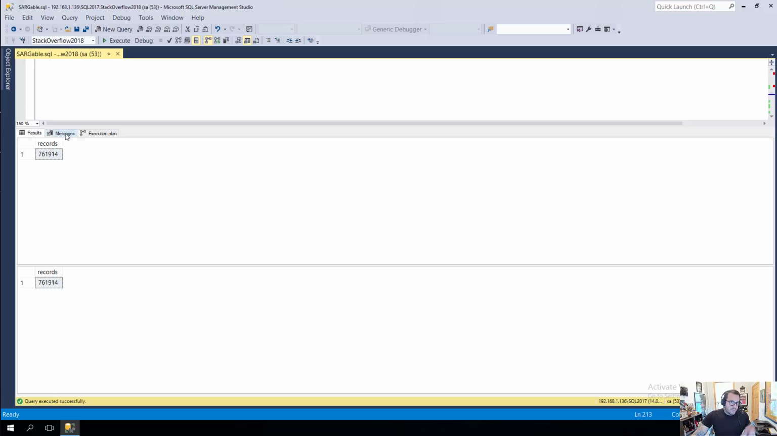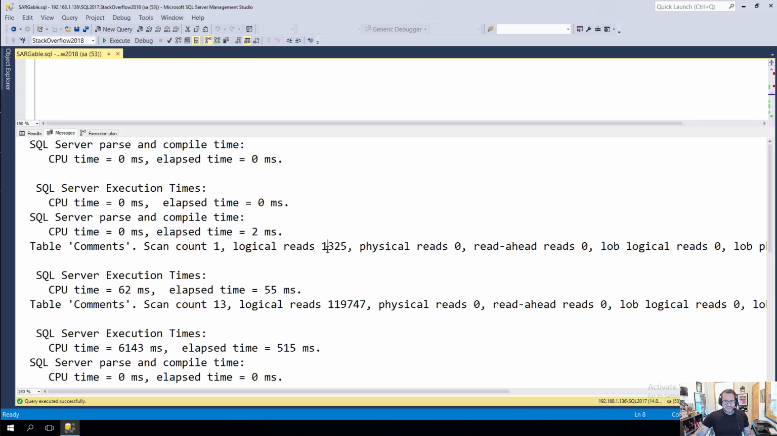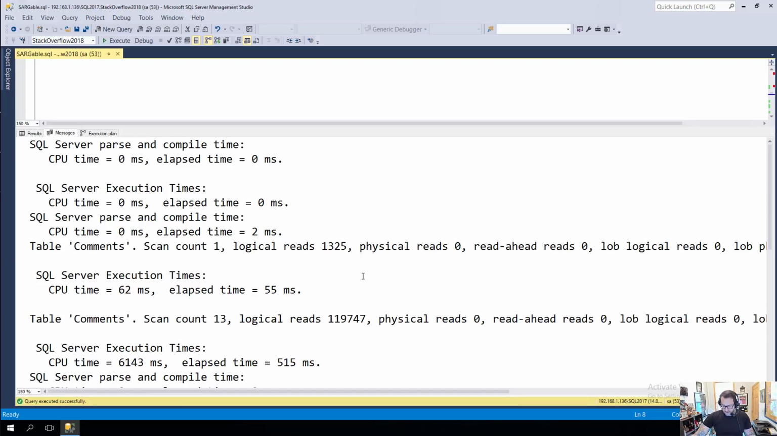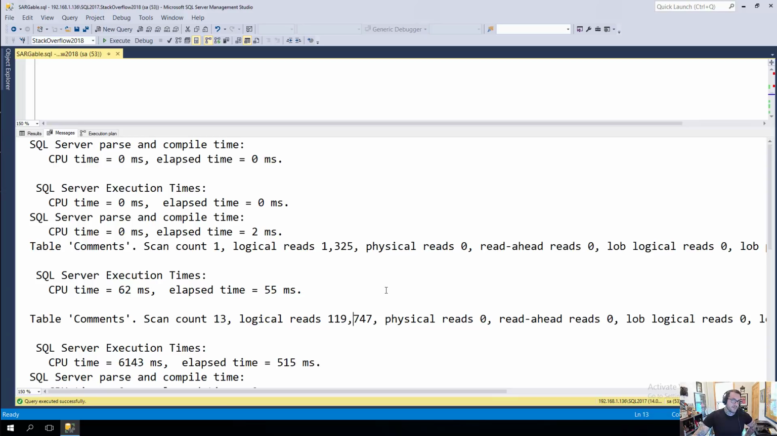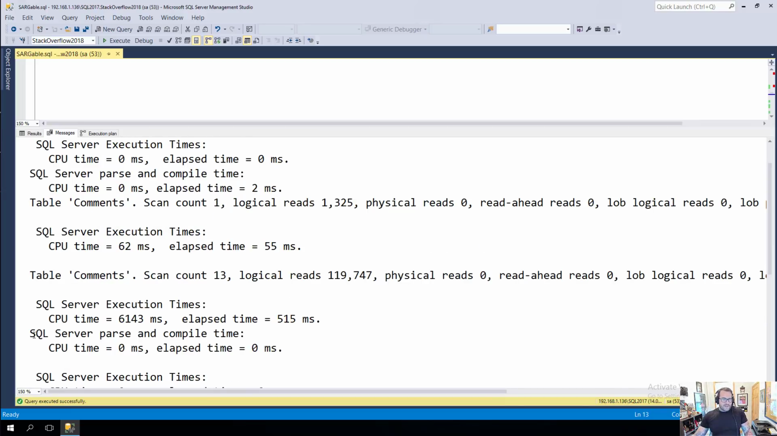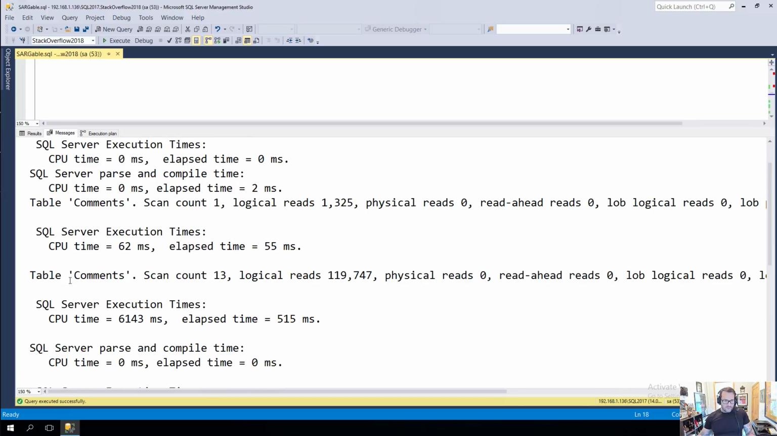Now, you notice that both of those results returned pretty quickly. Let's look at why. If we flip over to the Messages tab, our sargable query only does 1,300 reads. Our non-sargable query still does that 119,000 reads. It still has to scan that entire non-clustered index, read every page, and flip user ID with the isnull and figure out what that is. But where things get interesting is with the CPU and elapsed time. With the sargable query, we do 62 milliseconds of CPU time. We do 1 scan of the table. With the non-sargable query, we do about 6 seconds of CPU time over 13 scans of the table.